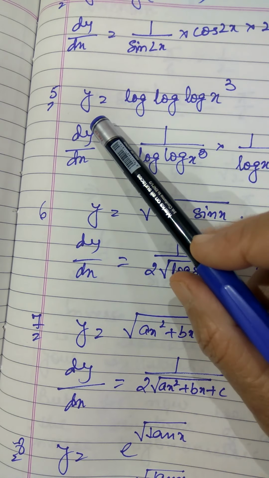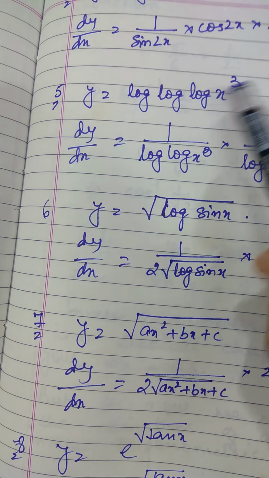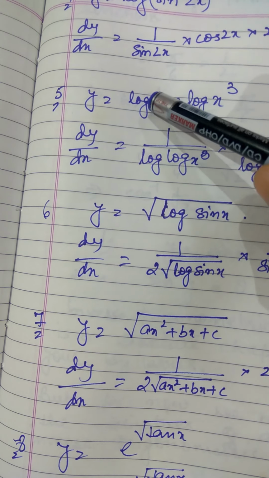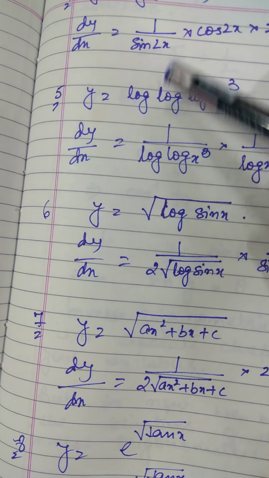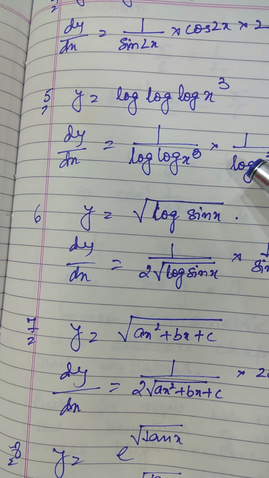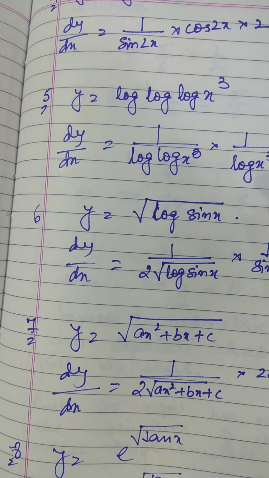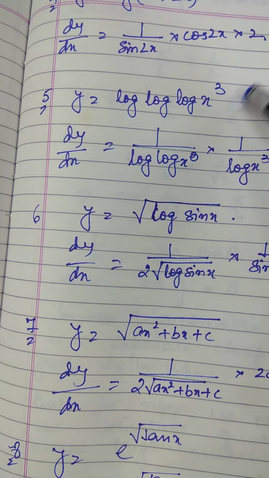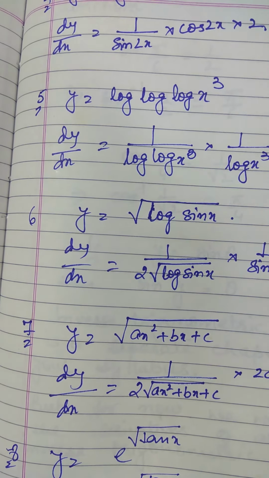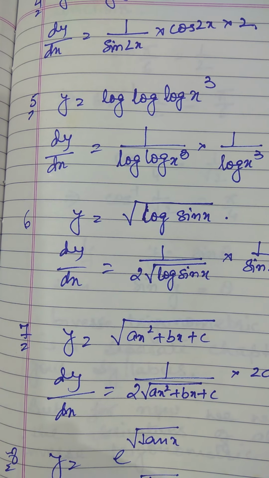Another one, let y is equal to log x cube. So dy by dx is 1 upon log t, we'll take this as t, that is 1 upon log x cube. Then we'll differentiate log x cube. So this becomes 1 upon log x cube. Then derivative of log x cube is 1 upon x cube. And then derivative of x cube is 3x square. So this is how we apply chain rule.